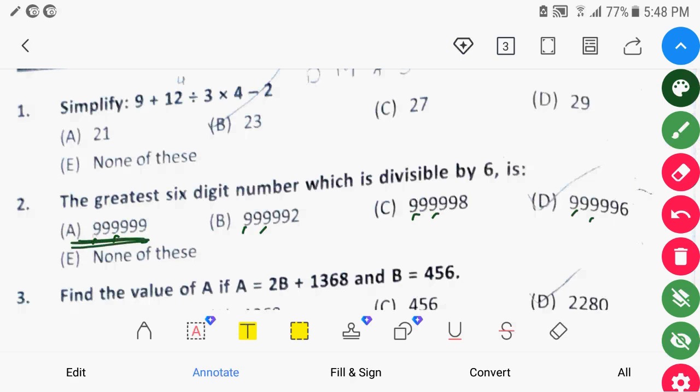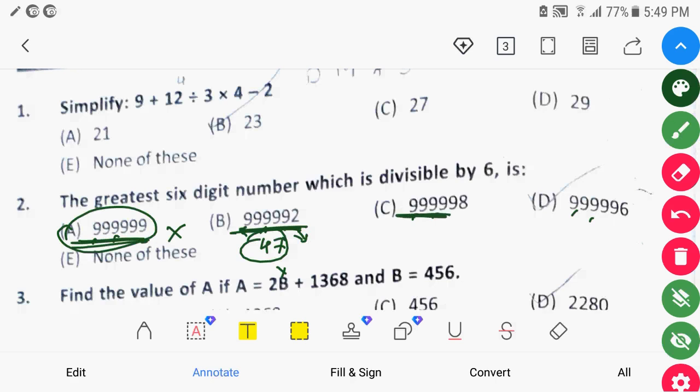Now see, in the very first option, 9,99,999, it is not divisible by 2, so this option is rejected. Now looking to the second option, you just add the digits. If the sum is divisible by 3, the number is divisible by 3. Because 2 is at the unit place, it is divisible by 2. But the second condition it must fulfill: 9 fives are 45 and this 2, if we add it, becomes 47. 47 is not divisible by 3, so this number is not divisible by 6.